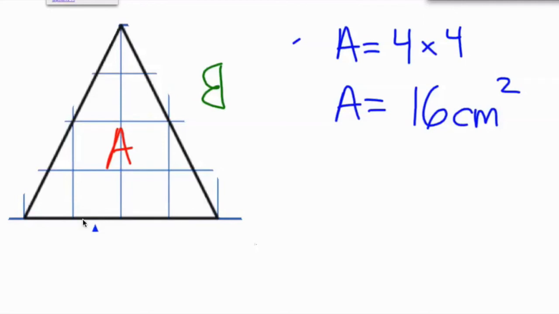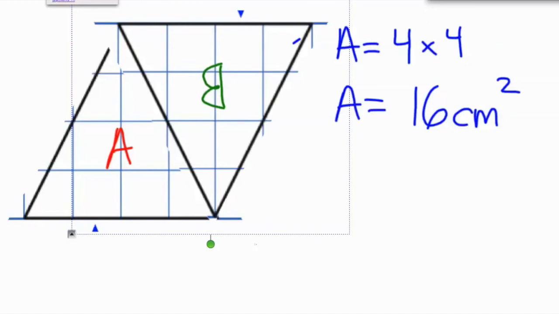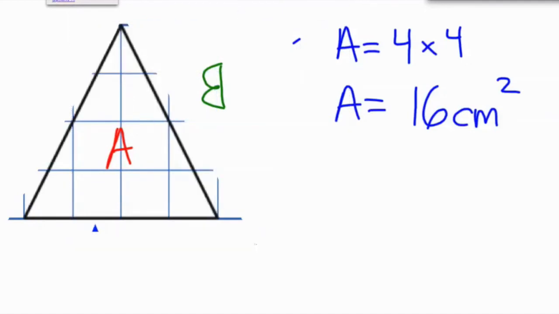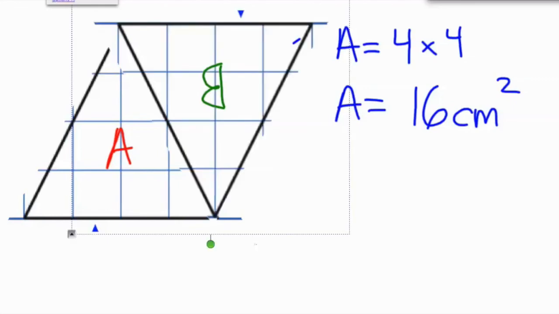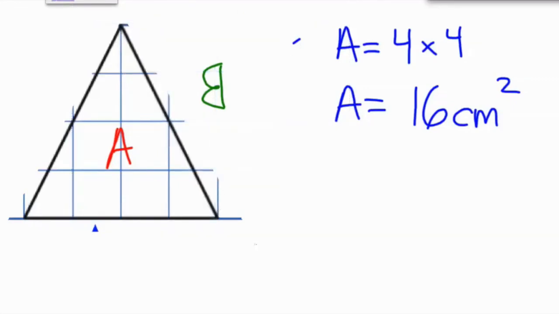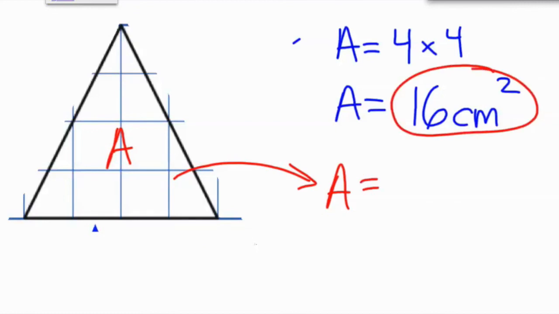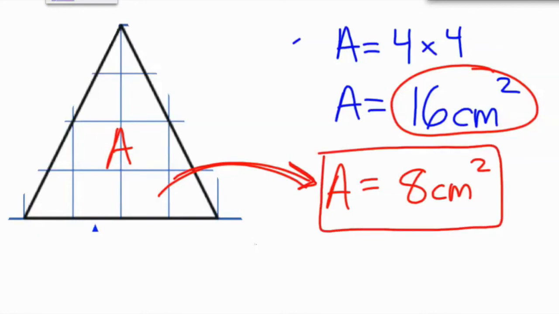We should be noticing a pattern about this triangle and the portion triangle A makes up of the entire parallelogram. We notice that triangle A is exactly 1/2 of the parallelogram. So if triangle A is 1/2 of the entire parallelogram, it would follow that the area of triangle A must be 1/2 of the area of the parallelogram. If the area of the parallelogram was 16 square centimeters, then the area of triangle A must be 1/2 of that. And it is. The area of triangle A is 8 square centimeters.